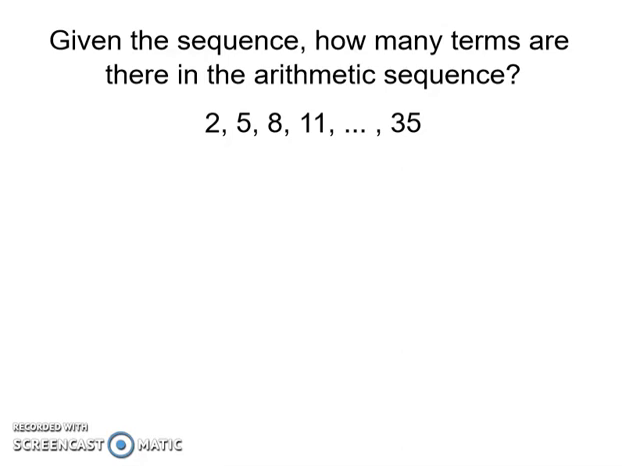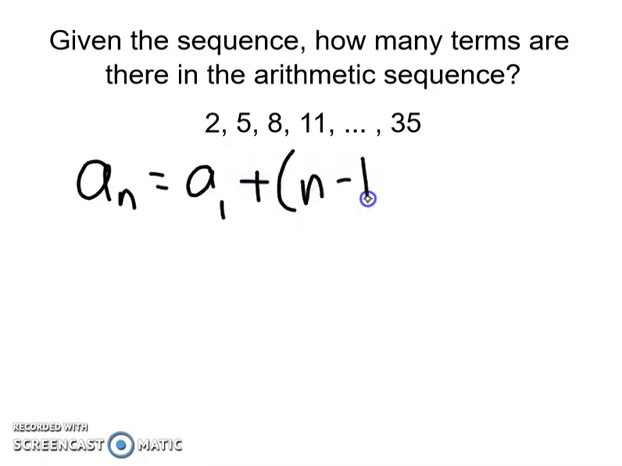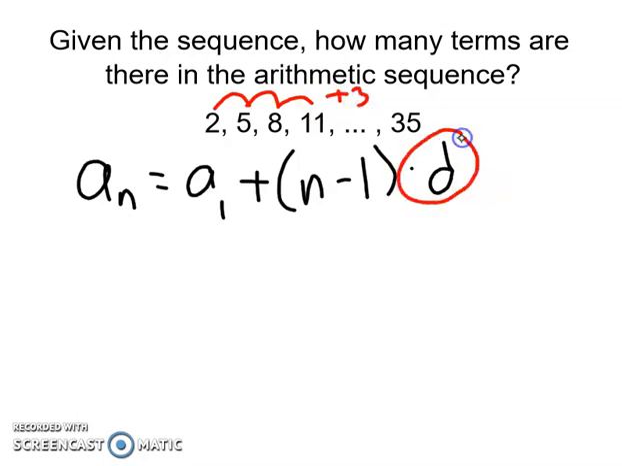To refresh your mind, our formula is a sub n is equal to the first term, a sub 1, plus the number of terms minus 1 times our common difference. So with our common difference, I'm going from 2 to 5, 5 to 8, 8 to 11, so on and so forth, and every single time I'm adding 3. So my common difference here is going to be 3. And we want to figure out how many terms there are. So we want to actually solve for n.